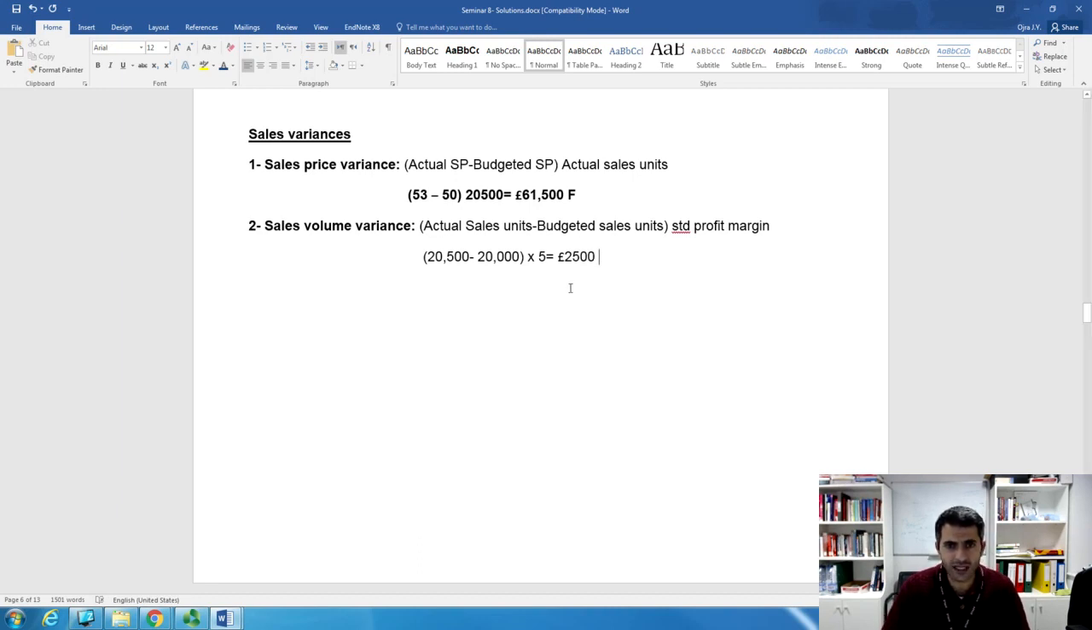And it's favorable or adverse? Of course it is favorable. Okay, why is favorable? As you see guys, it's very simple. The actual sales in units more than the budgeted sales, so that's why it's favorable. Okay, this is one.